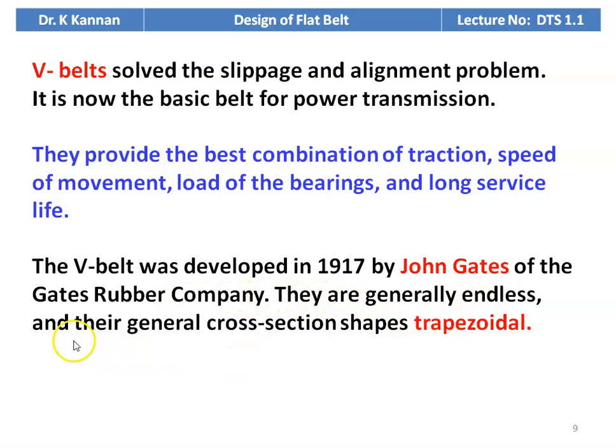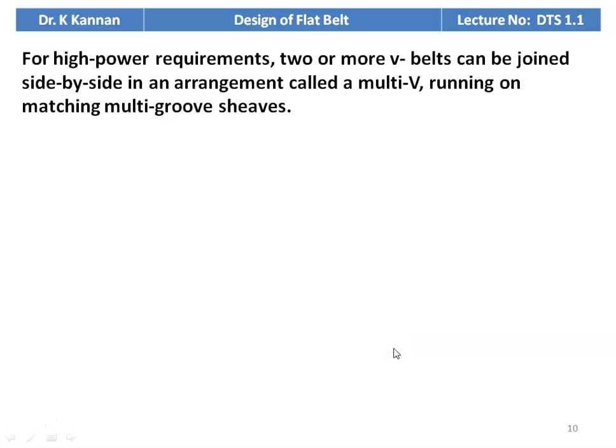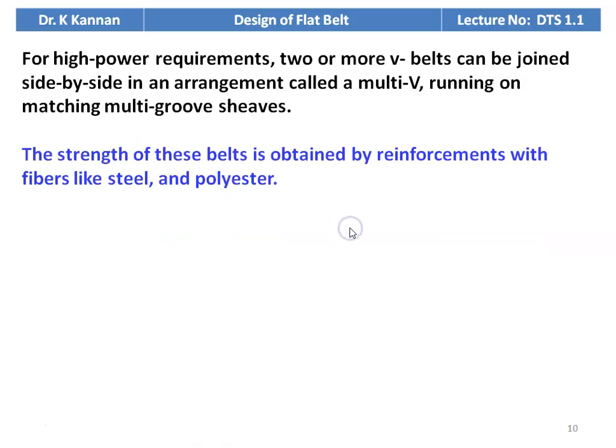They are generally endless and their general cross section shape is trapezoidal. So the cross section of the V belt is trapezoidal. For higher power requirements, two or more V belts can be joined side by side in an arrangement called multi V, running on matching multi groove sheaves. The strength of this belt is obtained by reinforcement with fiber like steel or polyester. So the strength of any belt, V belt or flat belt, can be increased by reinforcement using materials like steel or polyester.